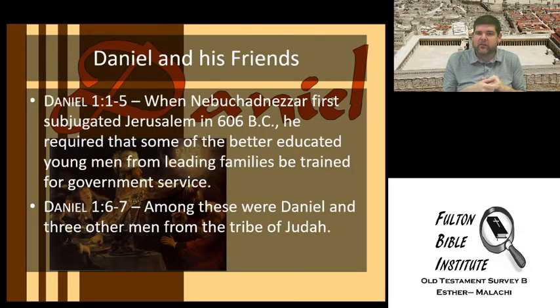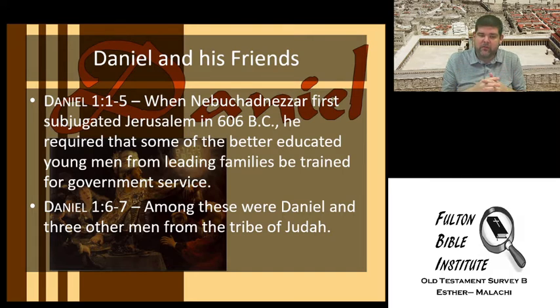So let's look at Daniel and his friends. Let's look at the book of Daniel. Daniel's first 6 chapters are about Daniel and his friends. We see first in Daniel chapter 1, the first 5 verses, when Nebuchadnezzar first subjugated Jerusalem in 606, he required that some of the better educated young men from the leading families be trained for government service. He comes in and he takes men captive. He takes those well-trained, elegant men, and he brings them into his kingdom to be trained.